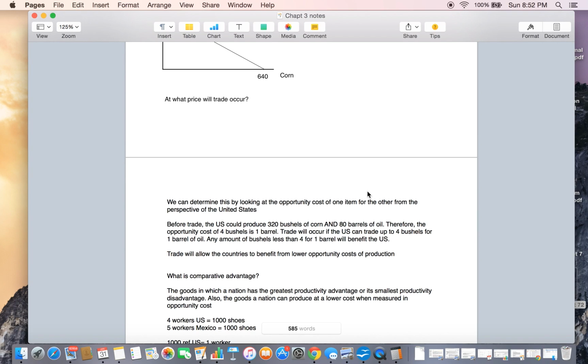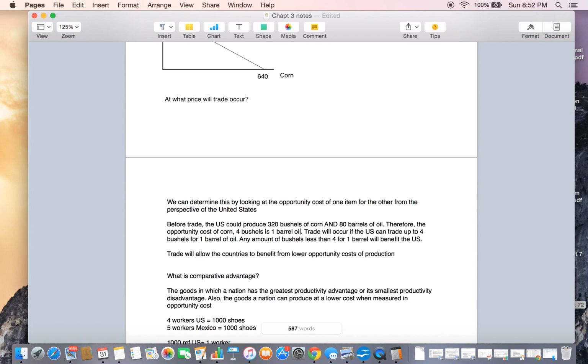So before trade, the U.S. could produce 320 bushels of corn and they could produce 80 barrels of oil at the same time, given the available land, labor, and capital in the economy. Therefore, we know that the before-trade opportunity cost was 4 bushels to 1 barrel. So the opportunity cost is that we would give up 4 bushels of corn for 1 barrel of oil. So trade will occur if the U.S. is able to trade up to 4 bushels of corn for 1 barrel of oil.